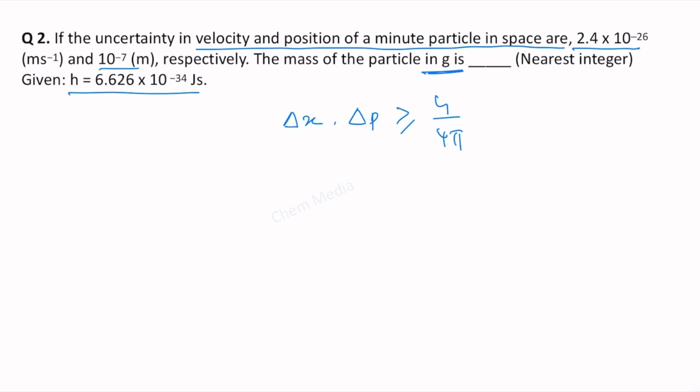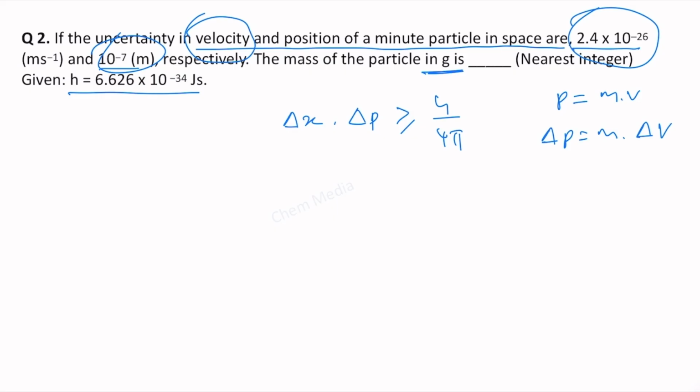Now here the uncertainty in velocity is given. We know that momentum is mass times velocity. Therefore, delta p is mass times delta v. That is given as 2.4 times 10 to the power minus 26. Uncertainty in position is also given. So, let us plug in those values.